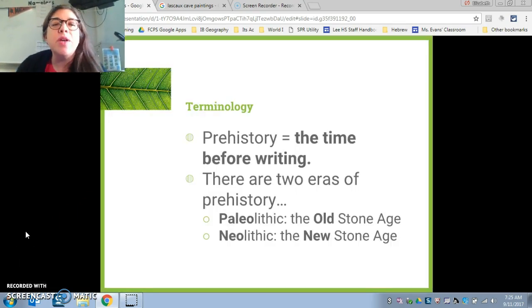So when we talk about prehistory, we're talking about the time before written records, and we divide that time up into two eras, the Paleolithic age, which means old stone, and the Neolithic age, which means new stone.